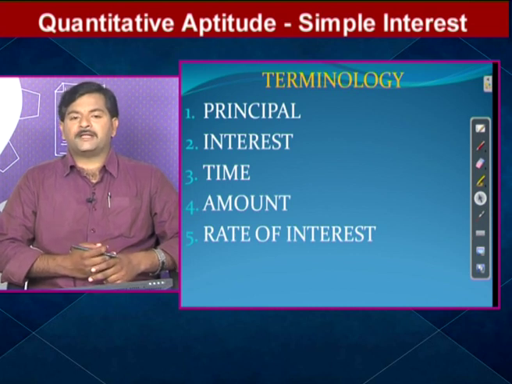I need to say one thing here: whether it is simple interest or compound interest, there is no issue with the first 4 points. That is, whether it is principal or interest or time or amount, there is no issue with simple interest or compound interest. But when it comes to rate of interest, there are exclusively 2 different points.